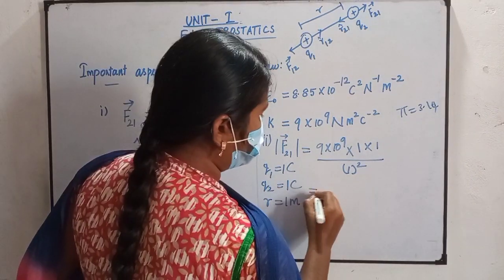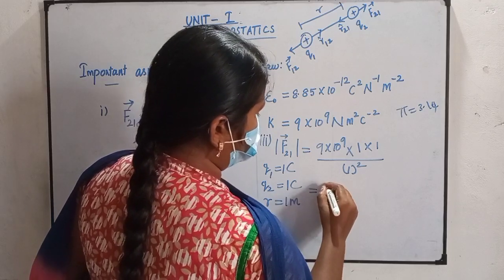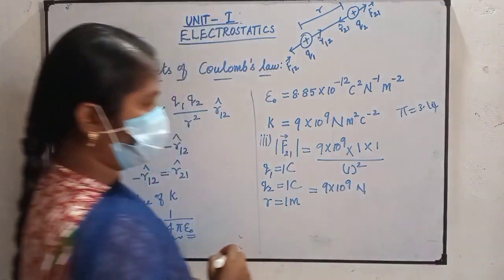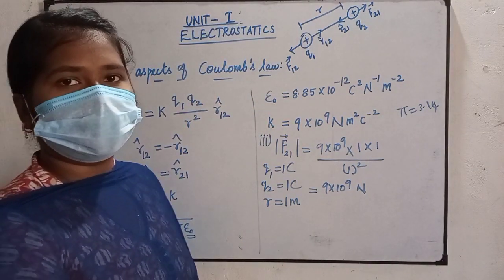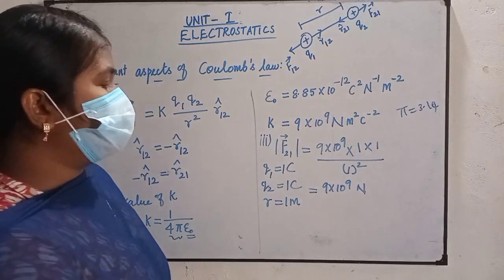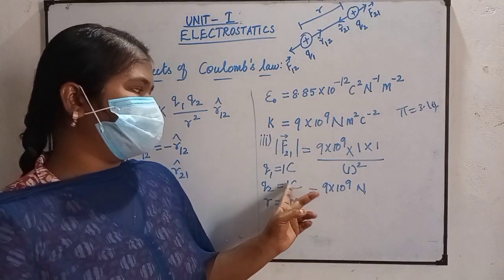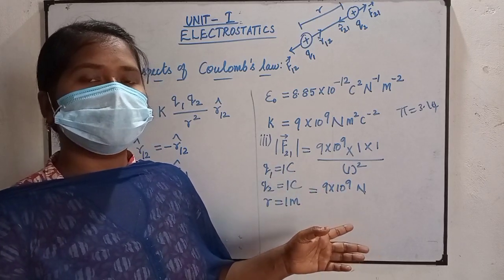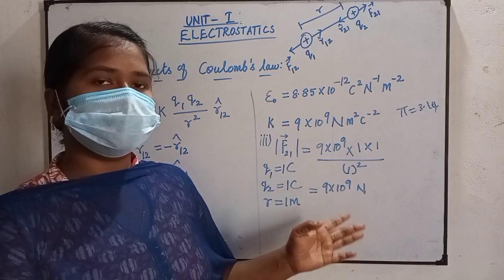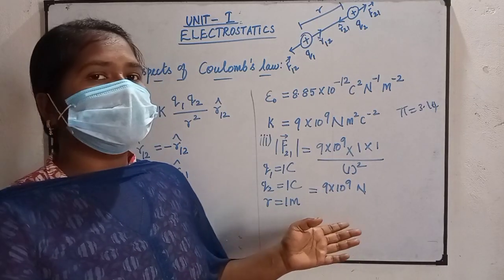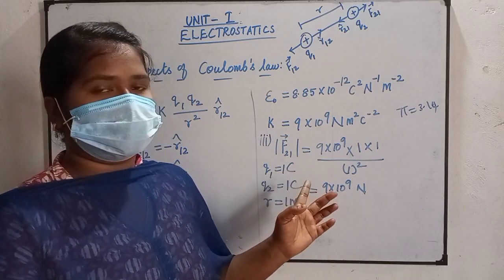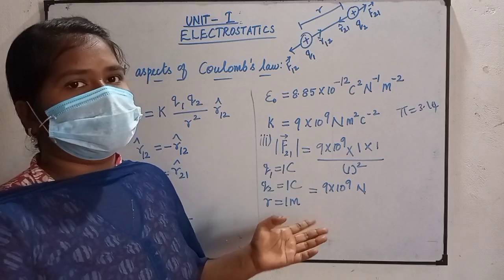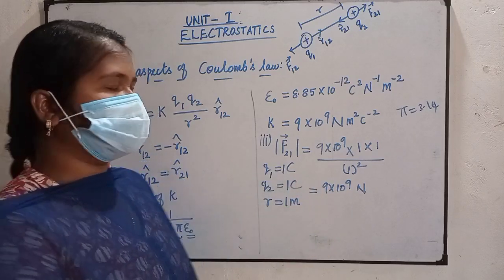Okay. So now the value is 9 into 10 to the power 9 Newton. So in practice, the 1 Coulomb of charge is not applicable, because 1 Coulomb of charge is equal to 1 million ton. So in practice, we cannot use or consider the 1 Coulomb of charge.